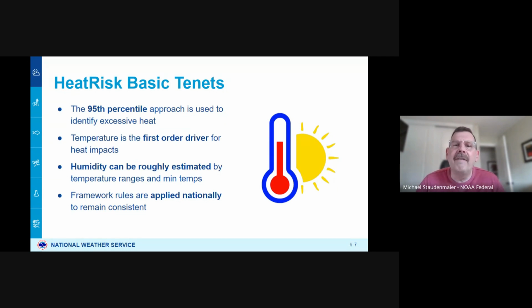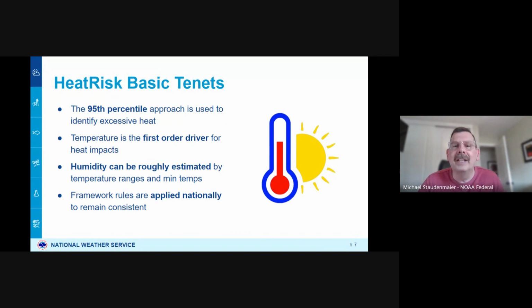Because of the desire to have high resolution output that's still skillful out to 7 days and beyond, we base the system on temperature, since temperature is the first order driver for heat impacts, and we have the most station observation data sets available for temperature.